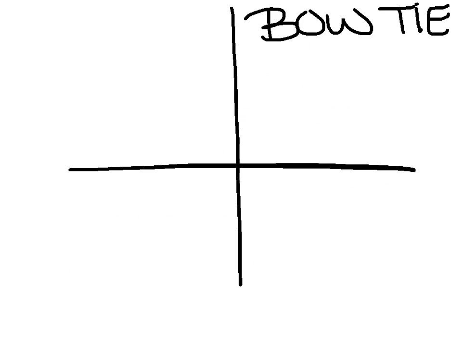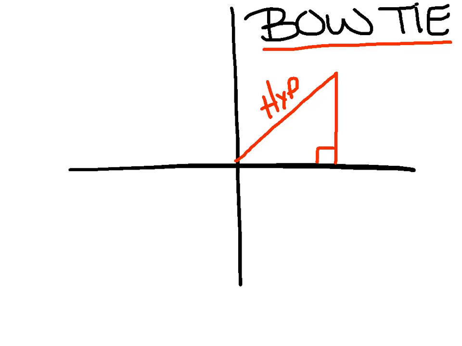Before we jump into this next problem, we got to talk about the bow tie. So anytime you draw a triangle in one of these quadrants, it'll look like a bow tie with all 4 of them together. So you should always go out, that's your hypotenuse, and you want to make sure you're perpendicular to the x-axis. Okay, so perpendicular to the x-axis. And then theta should sit at the origin.